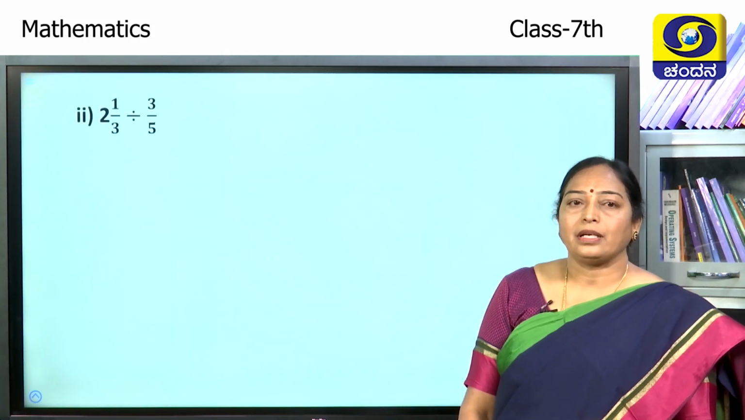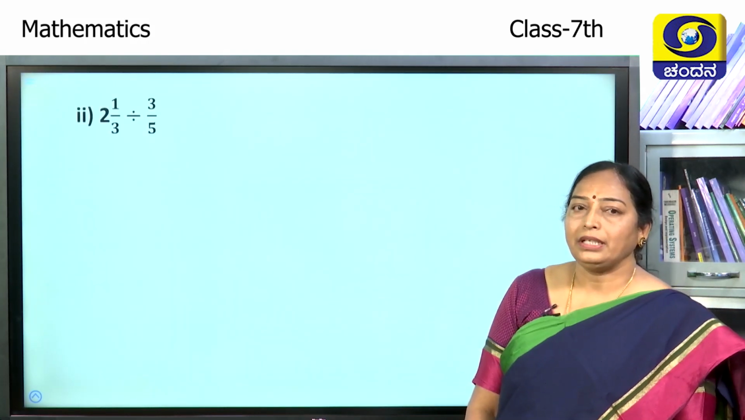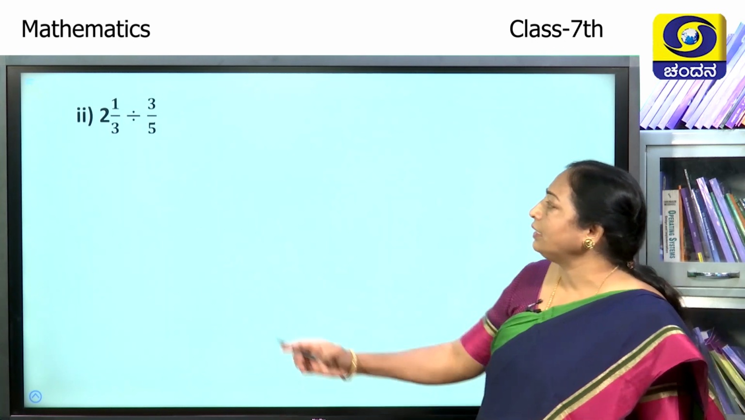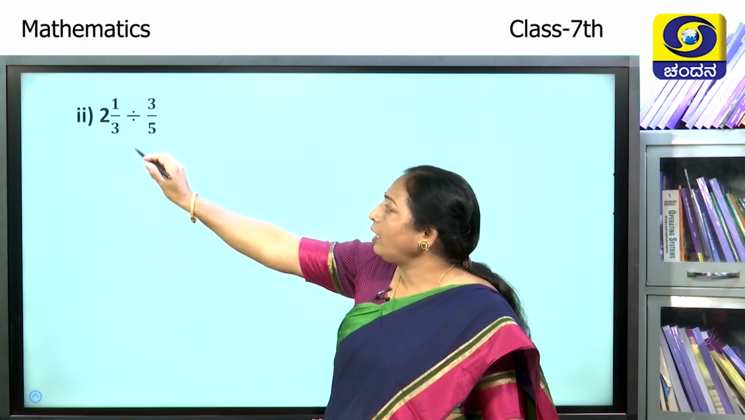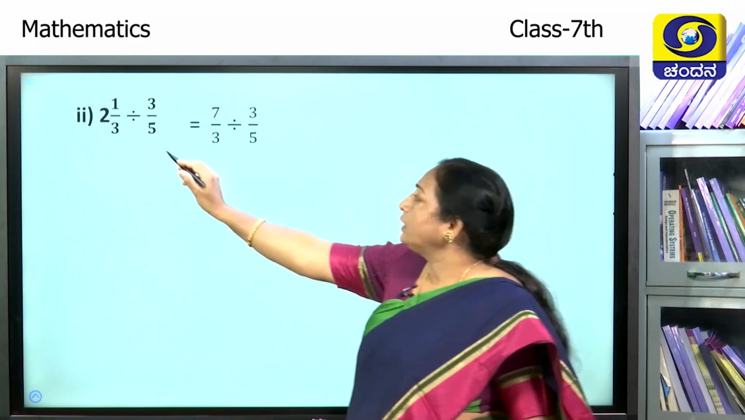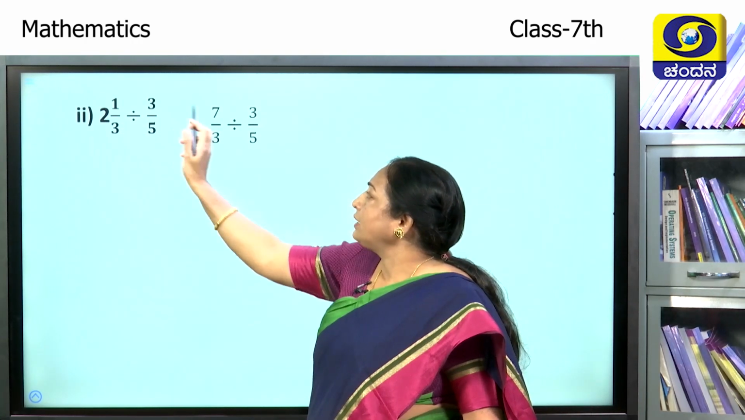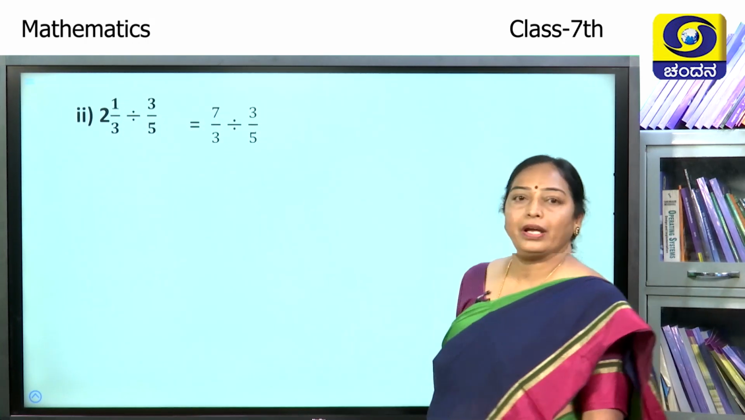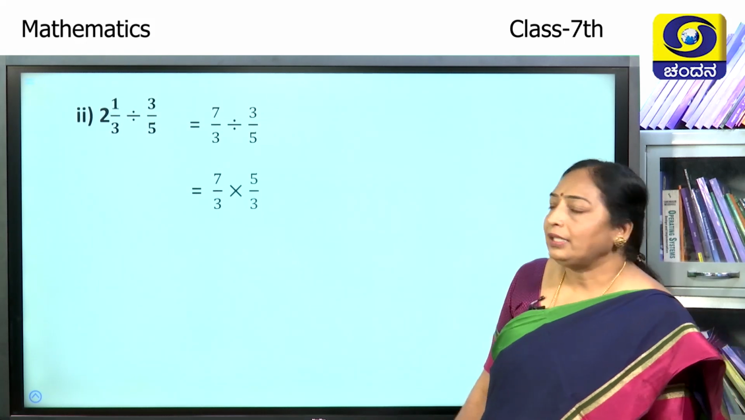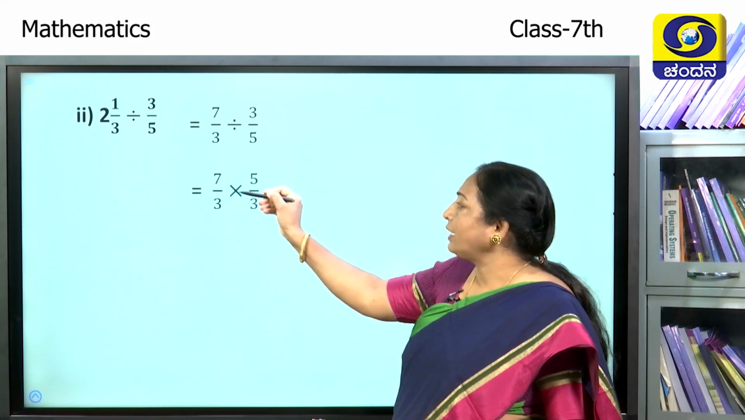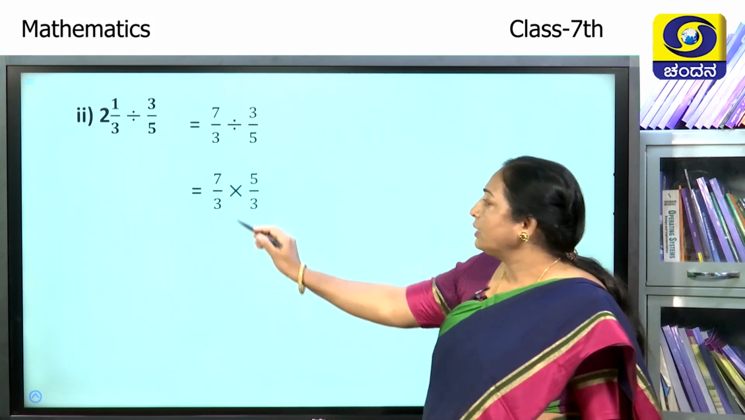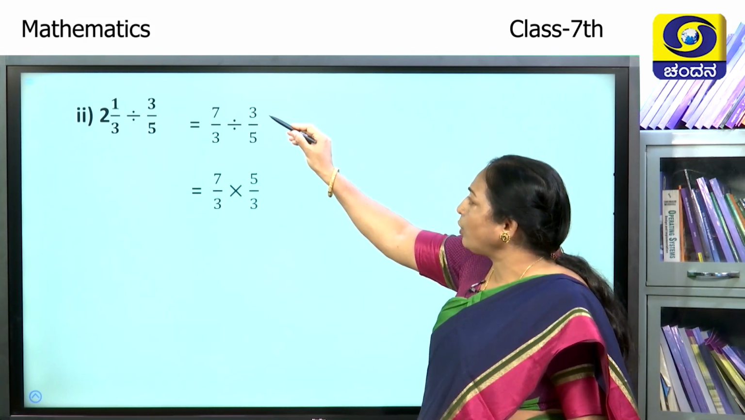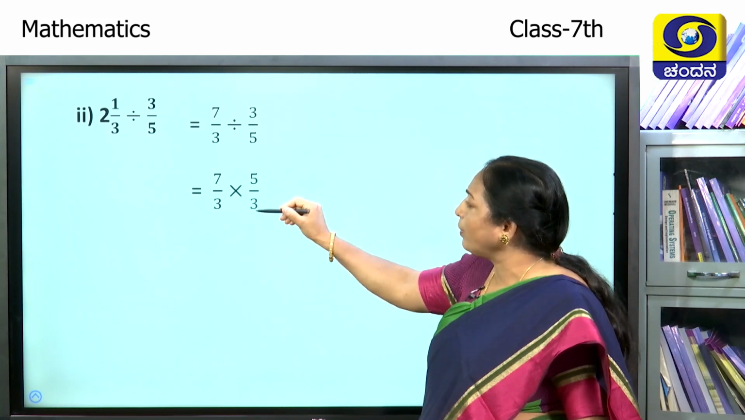We will take one more example, 2 1 by 3 divided by 3 by 5. Convert the mixed fraction to an improper fraction. 3 twos are 6 plus 1 is 7. We will get 7 by 3 divided by 3 by 5. Again, change the division sign to multiplication. 7 by 3 is multiplied by the reciprocal of 3 by 5. What is the reciprocal of 3 by 5? That is 5 by 3.